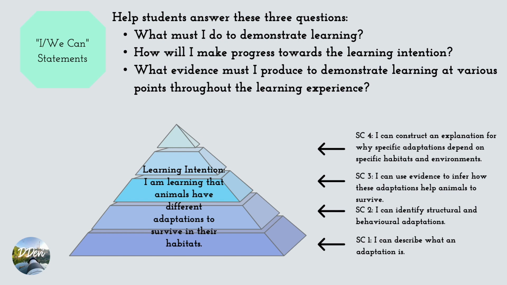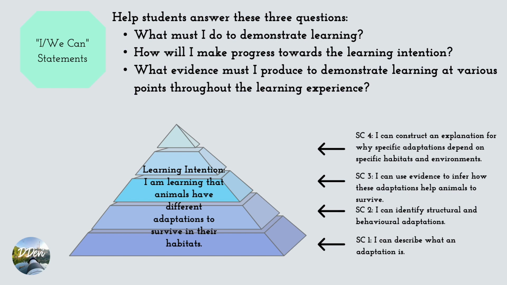I or we can statements are crafted in a way to make the success criteria relatable and accessible to students. This helps students to know what they need to do to show their understanding and where they are in their progress towards the learning intention. It also helps them note the evidence they need to produce at various points of the learning experience.